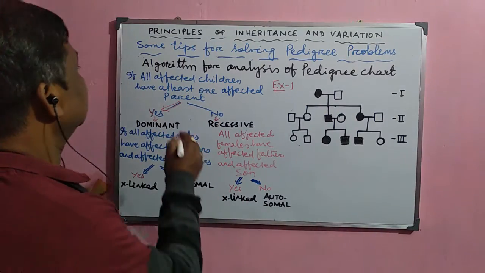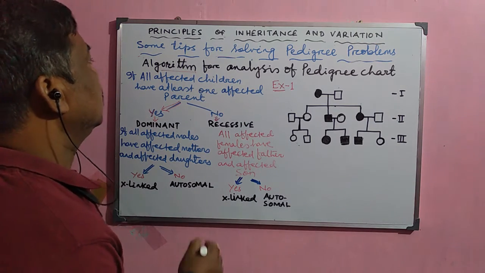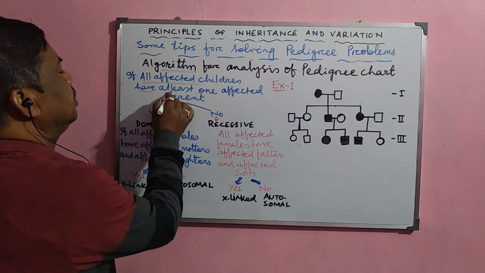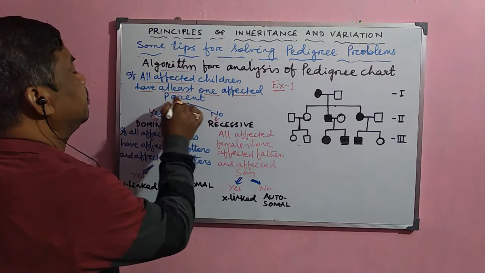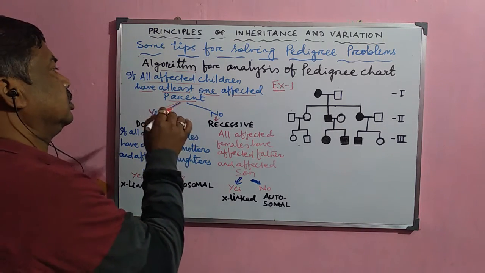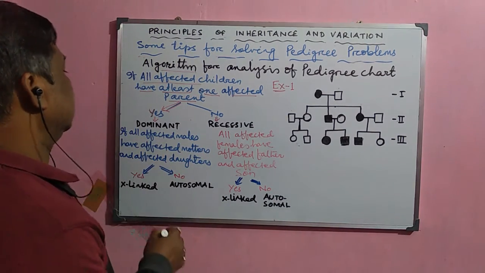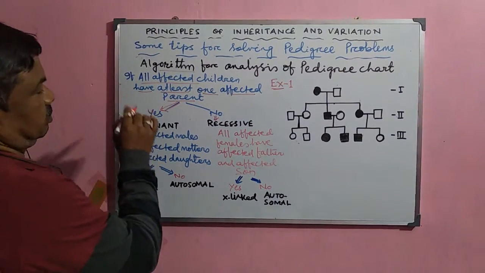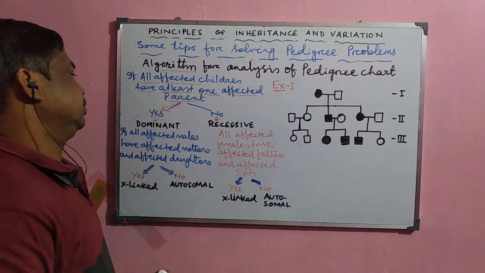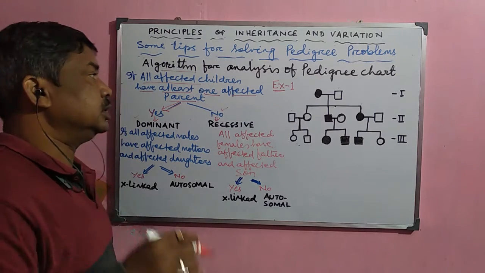Now, here is an algorithm for solving this pedigree problem. Suppose all affected children have at least one affected parent. If yes, then it must be a dominant gene disorder. And if no, then it is a recessive gene disorder.